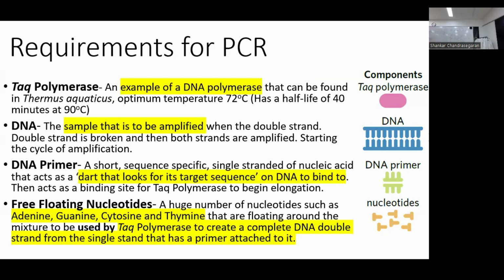Okay, next is the DNA sample to be amplified. The DNA primer, basically a dart that looks for its target sequence on DNA to bind to. And then lastly, the free-floating nucleotides. These are all your adenine, guanine, cytosine, and thymine, right? Taq polymerase will then use those to make a functional copy.